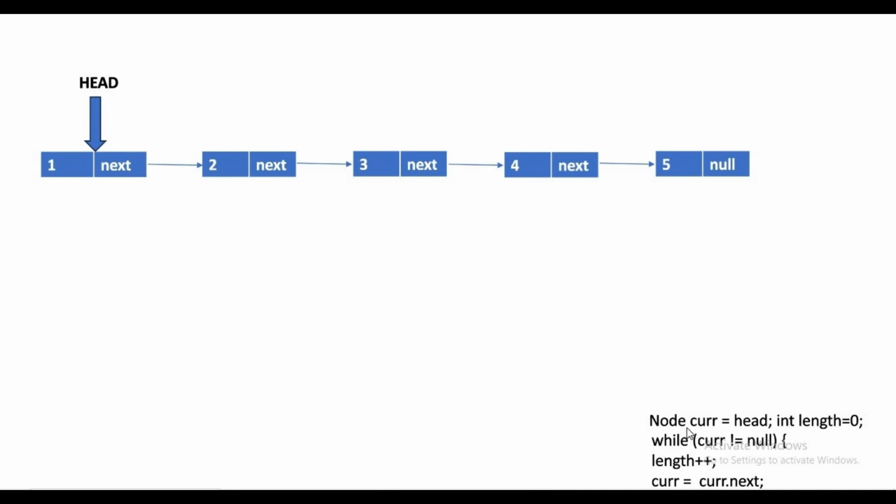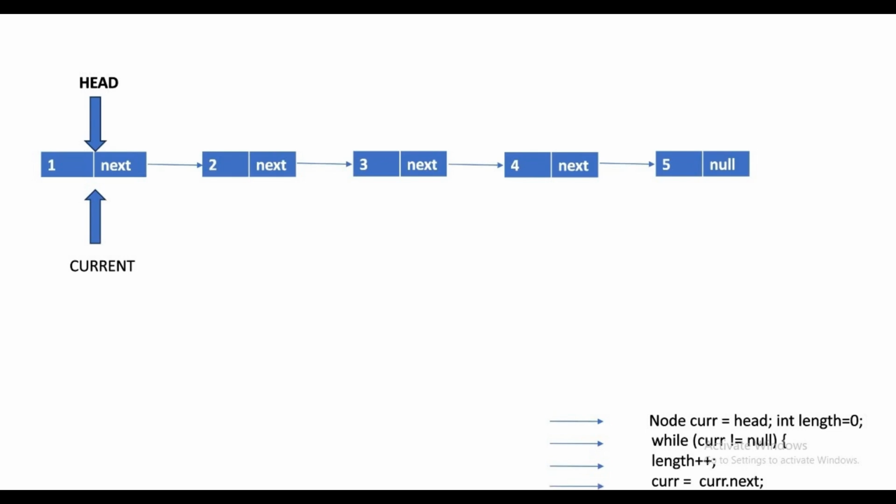Initially I have created two variables: node current, initialized with head. Head is nothing but the entry point of a single linked list. And I have declared another variable, length, and initialized it with 0. Now in the next line of code, we are checking whether the current element is null or not. What is the current element? Here we have a node which contains data 1 and a reference to the next node. It's not null, so we'll increment the value of the variable length by 1.